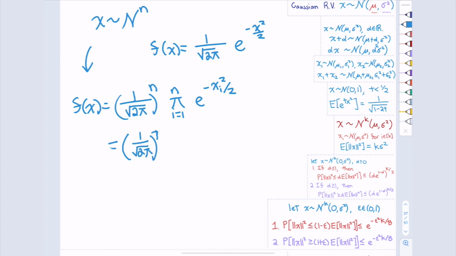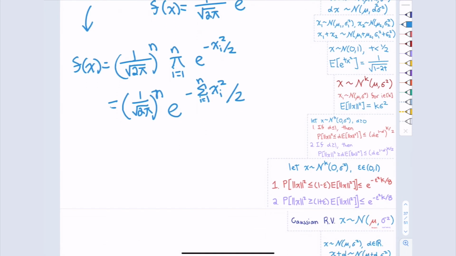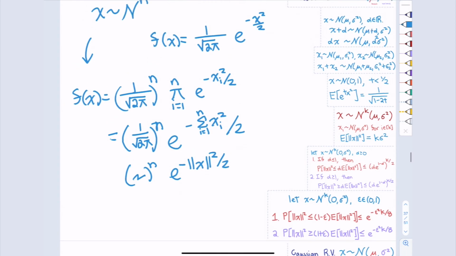So you get the same leading term, but you get this negative sum, i equal to 1 to n of xi squared over 2. Okay. Or to put it in a fancier way, you get the same thing here, e to the negative length of x squared over 2. Okay, so this was just a calculation, right? This is just multiplying the density functions of the individual coordinates together, nothing special.